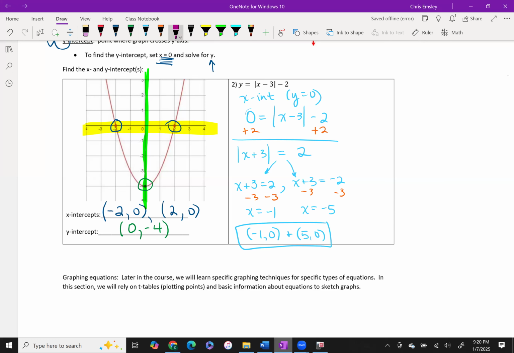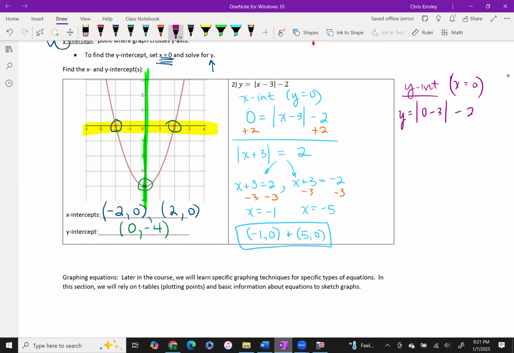Now, we also need to find for this one the y-intercept, which actually often is easier to find. The y-intercept is where we set x equal to 0. So we're going to do that. We use that same equation, y equals |0 minus 3| minus 2. Don't forget those absolute value bars and applying that definition.